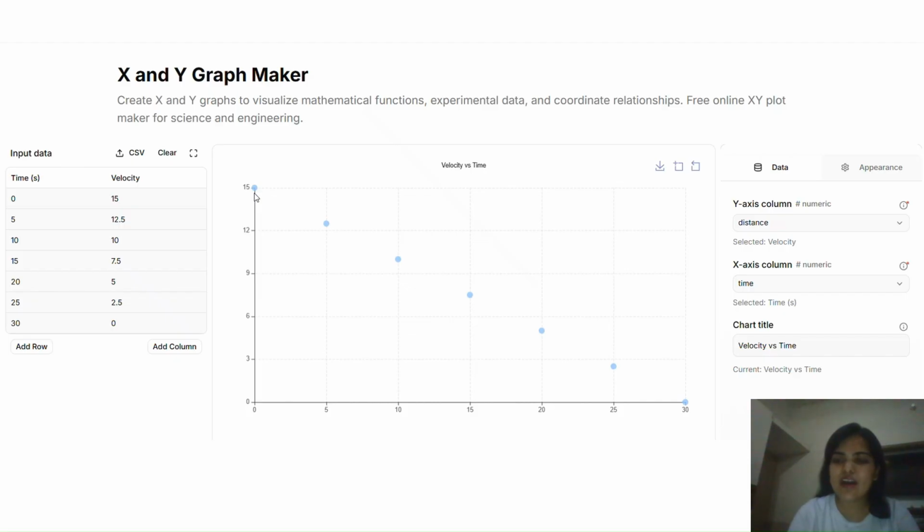Consider yet another car moving with a velocity of 15 meters per second. Its velocity decreases with time as shown in the table, and its velocity time graph is as shown.